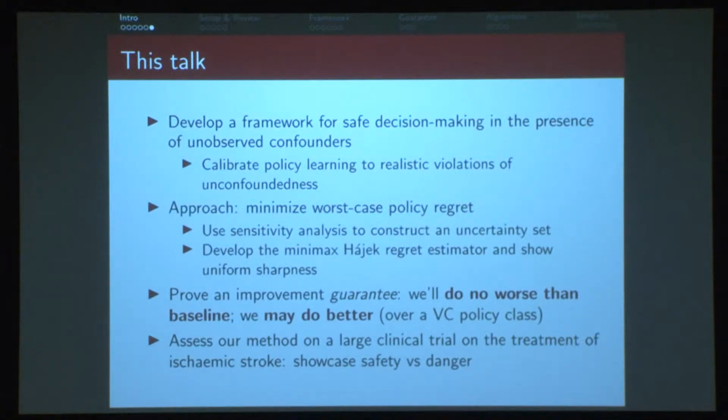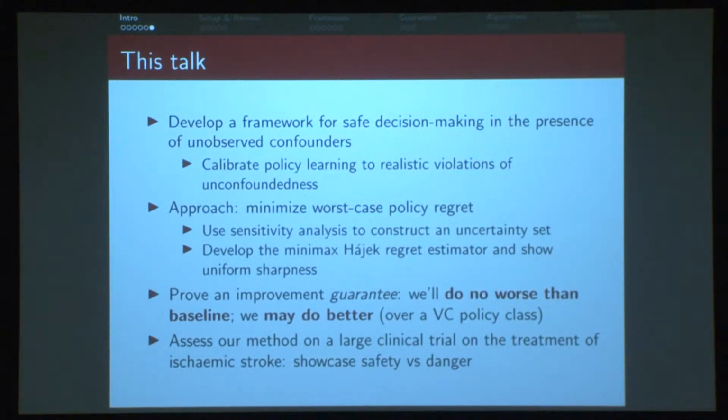So how am I going to do that? Quick overview. I'm going to develop a framework for safe decision-making in the presence of unobserved confounders. The approach is to take my work on policy learning and calibrate these methods to realistic violations of unconfoundedness, situations where there could still be some residual confounding. And the approach is going to be pretty simple. I'm going to find policies that minimize, over a class of policies, the worst case regret relative to the current standard of care. So I'm going to look at what is my regret relative to what people are doing right now.